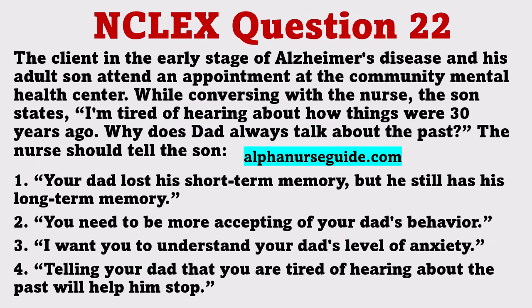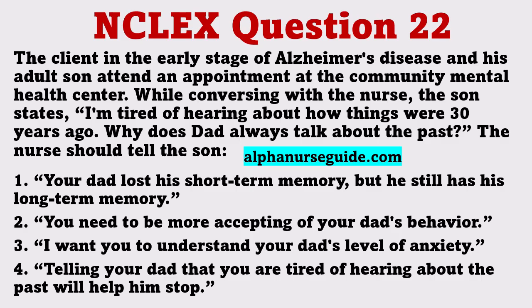The client in the early stage of Alzheimer's disease and his adult son attend an appointment at the community mental health center. While conversing with a nurse, the son states, "I'm tired of hearing about how things were 30 years ago. Why does Dad always talk about the past?" The nurse should tell the son, 1. Your dad lost his short-term memory, but he still has his long-term memory. 2. You need to be more accepting of your dad's behavior. 3. I want you to understand your dad's level of anxiety. 4. Telling your dad that you are tired of hearing about the past will help him stop.